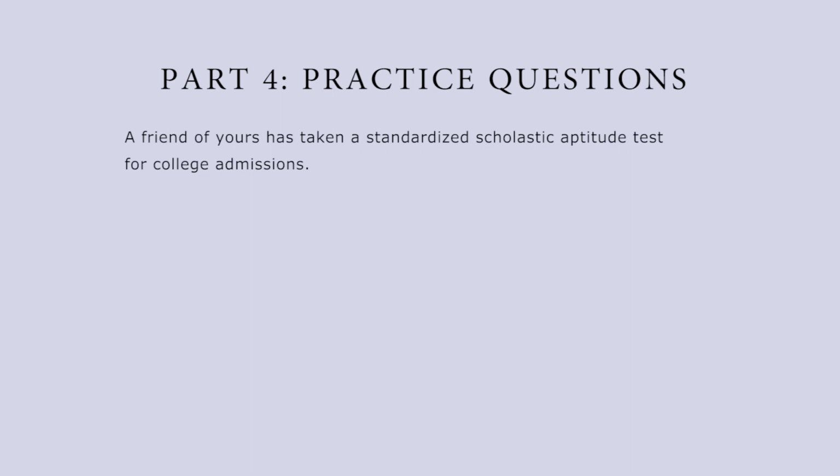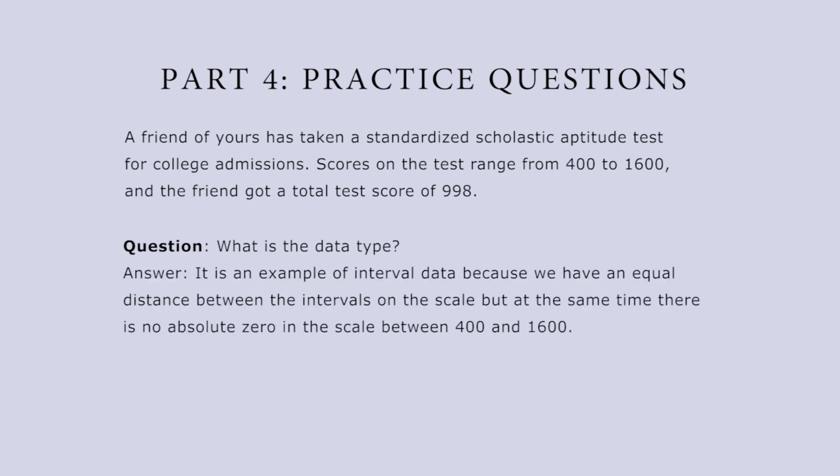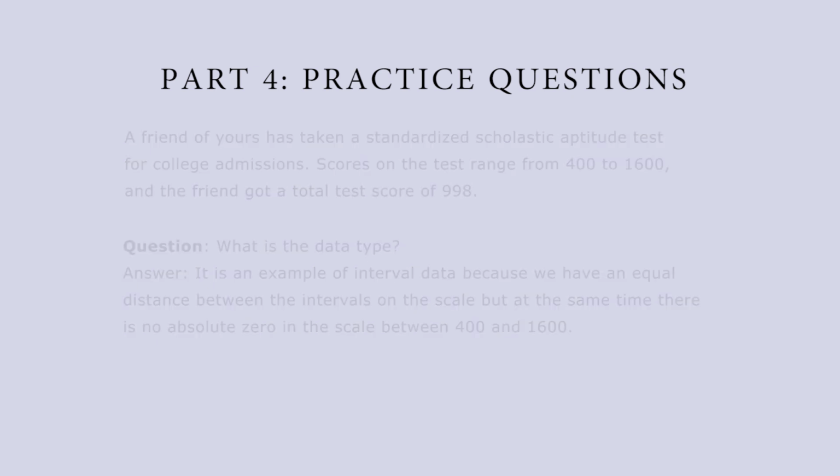A friend of yours has taken a standardized scholastic aptitude test for his or her college admission. Scores on the test range from 400 to 1600, and the friend got a total test score of 998. What is the data type? It's an example of interval data because we have an equal distance between the intervals on the scale, but at the same time there's no absolute 0 in the scale between 400 and 1600.